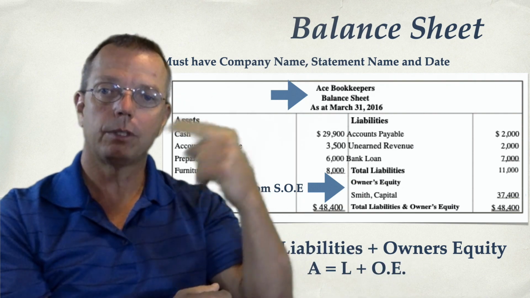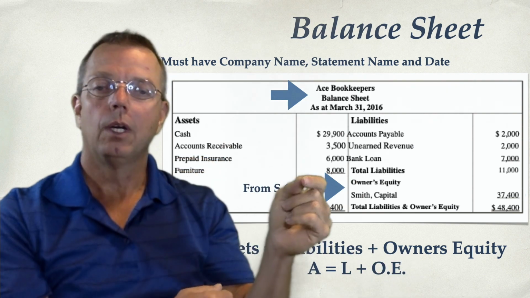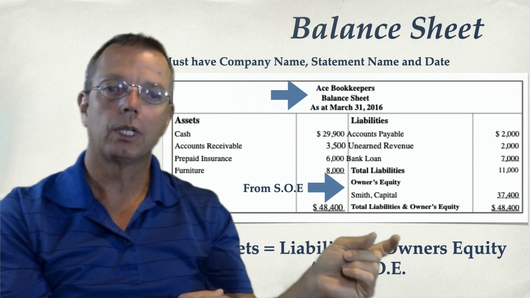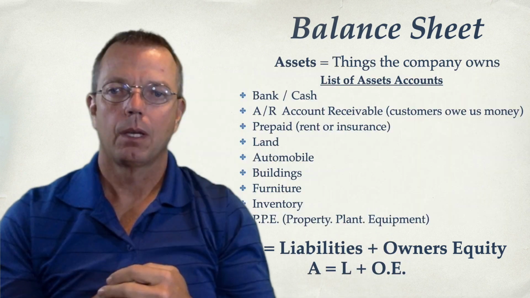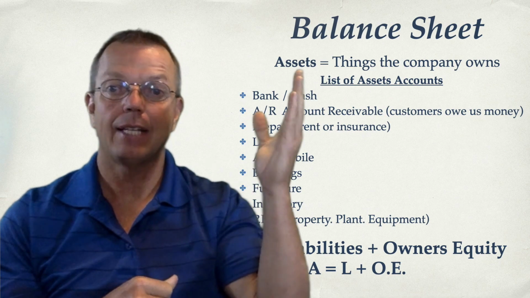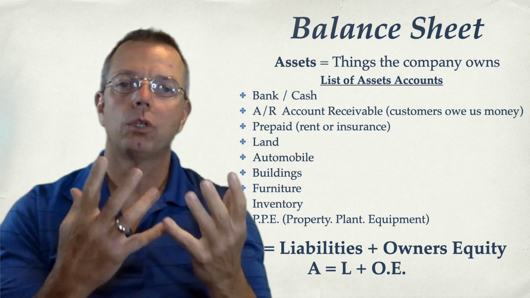We get it from the statement of owner's equity. That's why we need to do the balance sheet last, because we're going to need that number. All right, so let's look at some of the accounts. The first thing we're going to look at is assets, okay? Because there are tons of things you can own, right?